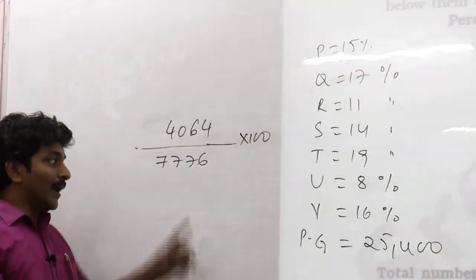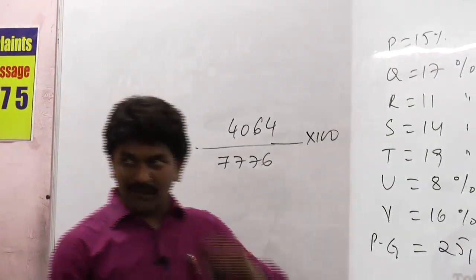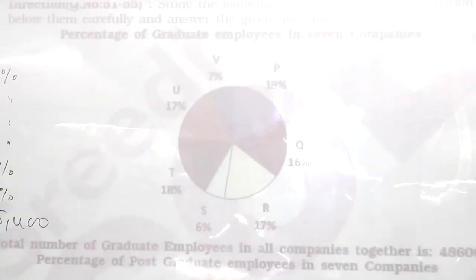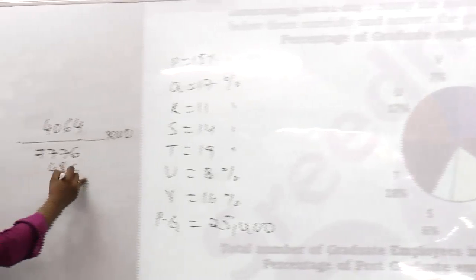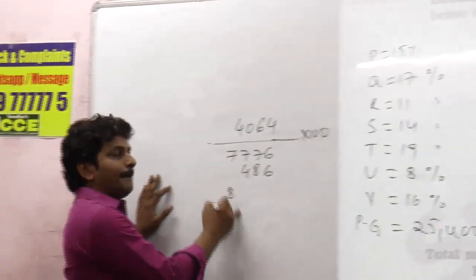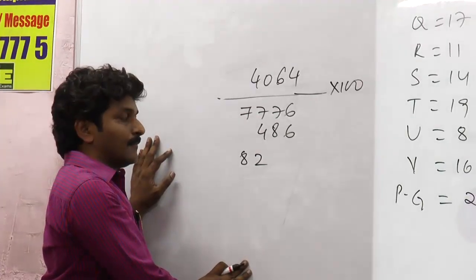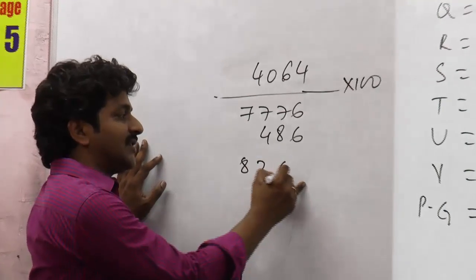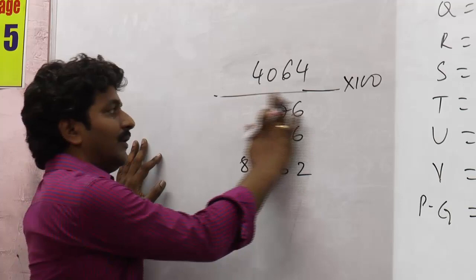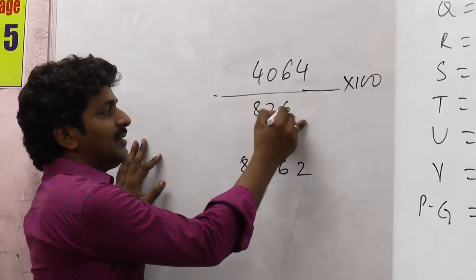776. This is 16%, but you need to add one more percent. 1% is 486. Right, add 486 here. That becomes 8,200, wait, 60. So 8,262.